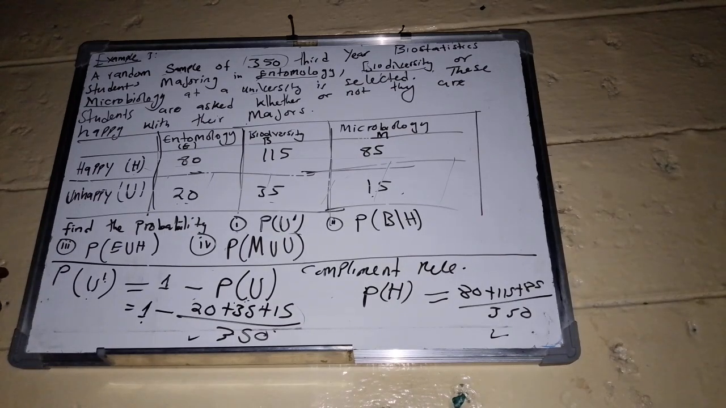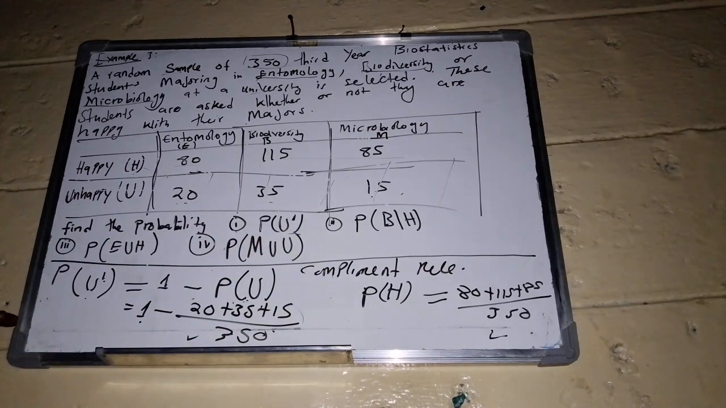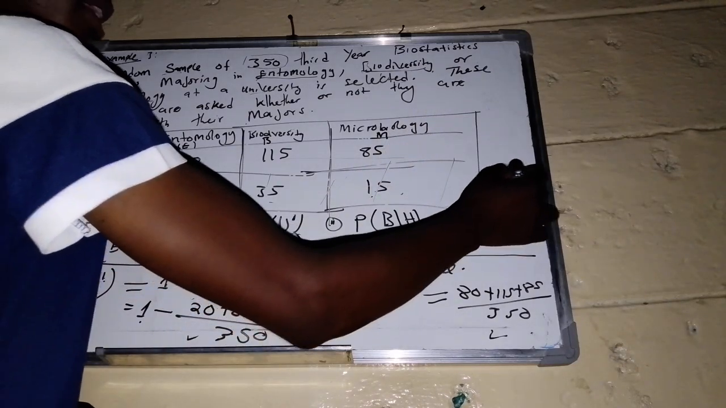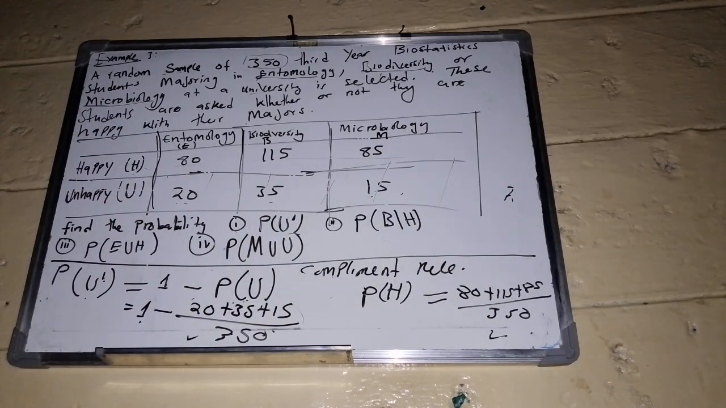This can only be achieved once you understand the complement rule. We are simply saying that if we are talking about the probability of A not happening, it is basically 1 minus the probability of A happening. This is why the complement rule comes about. I'm sure you watched the previous video on the complement rule. So now looking at the second one.